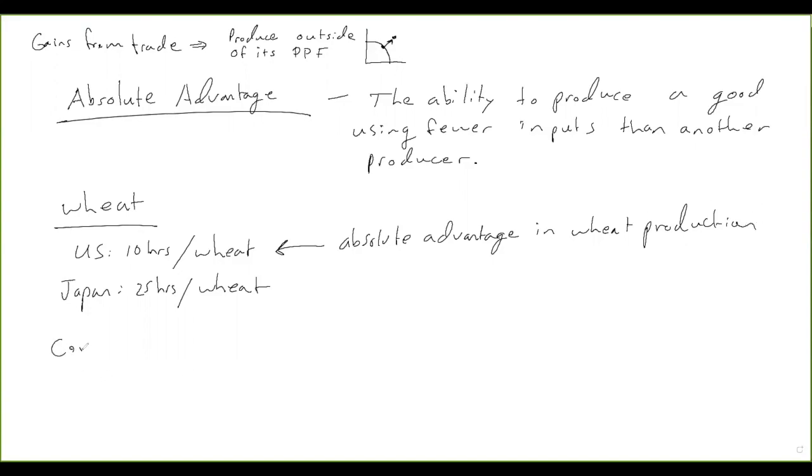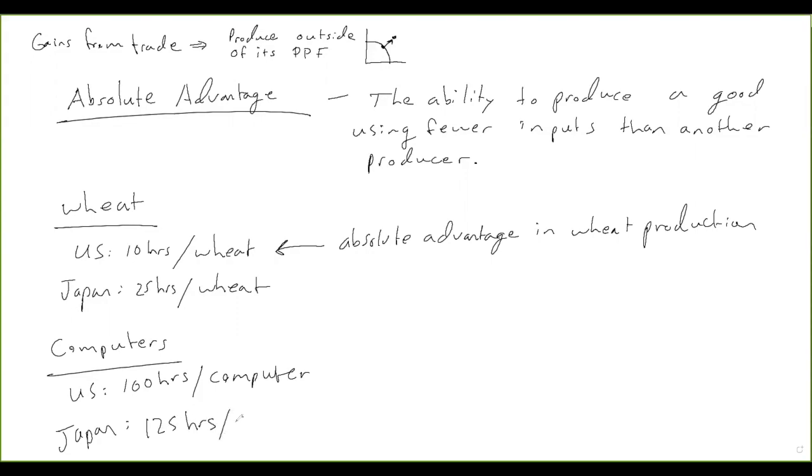And we can do the same for computers. So recall the US required 100 hours per computer, and Japan required 825 hours per computer. So in this case, the US also has the absolute advantage.